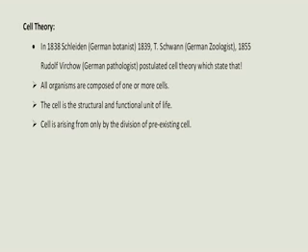The other point is that the cell is a structural and a functional unit of life. In short, the cell is a basic unit of life. The third point is that cells arise only by the division of pre-existing cells. It means cells arise from old cells or their ancestor cells.